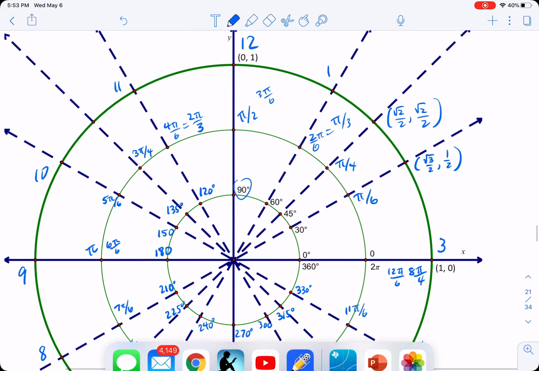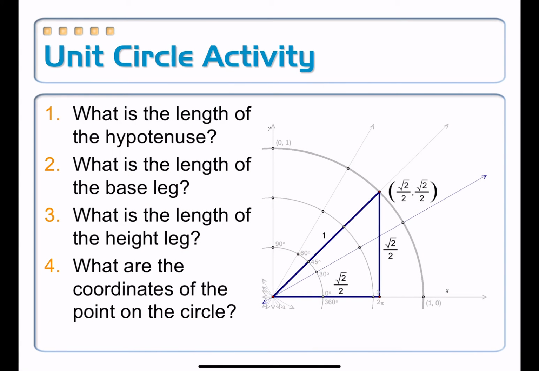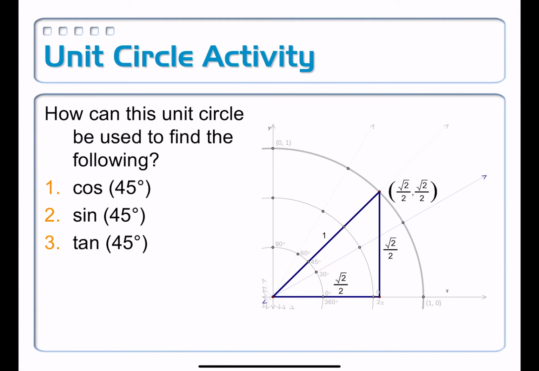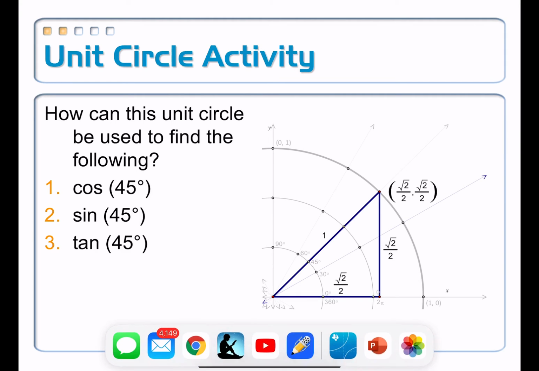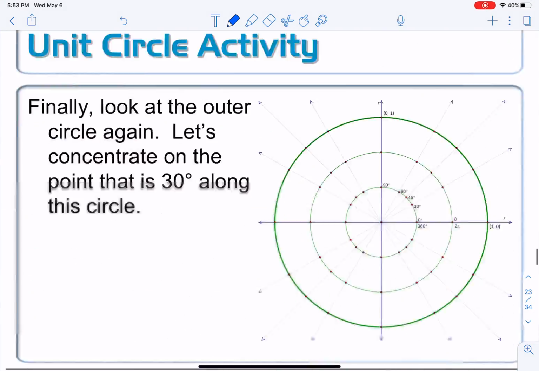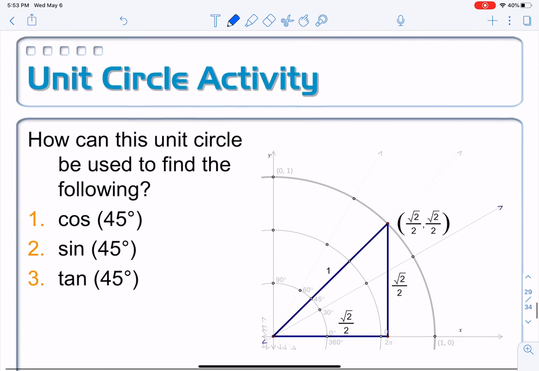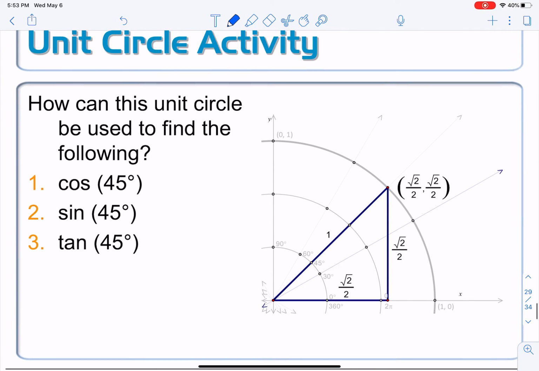All right? And we'll see how that applies to trigonometry again. Hopefully, you know the same relationship holds true that we saw before. How can the unit circle be used to find the following? The cosine of 45, the sine of 45, and the tangent of 45 degrees. It's around here someplace. It's right here.